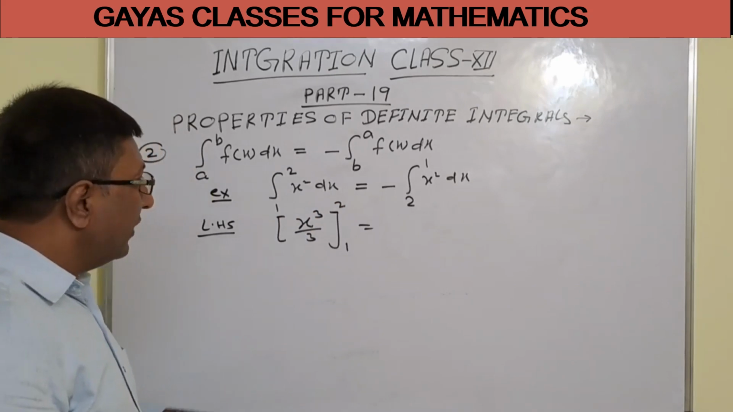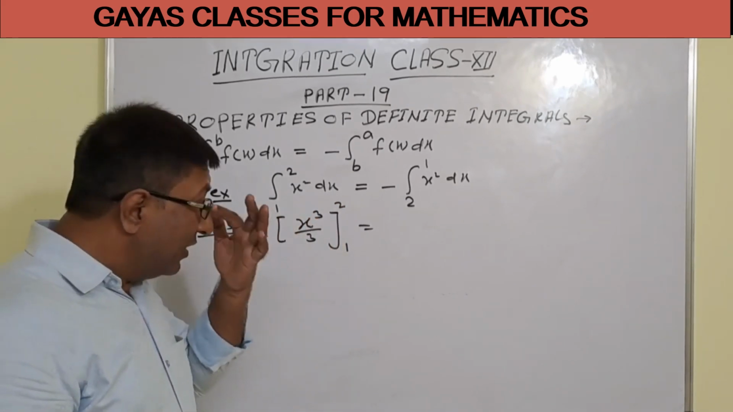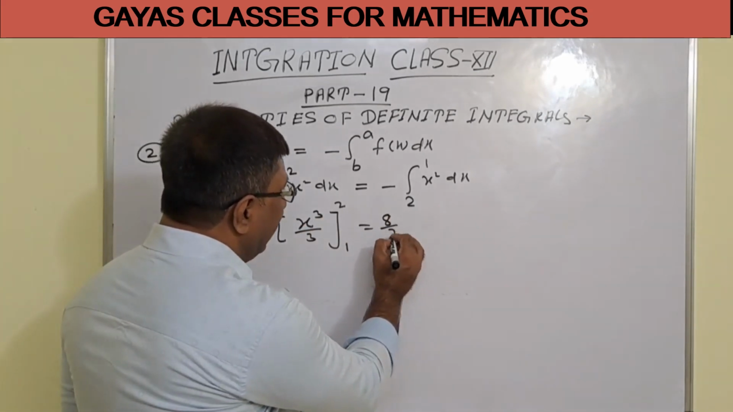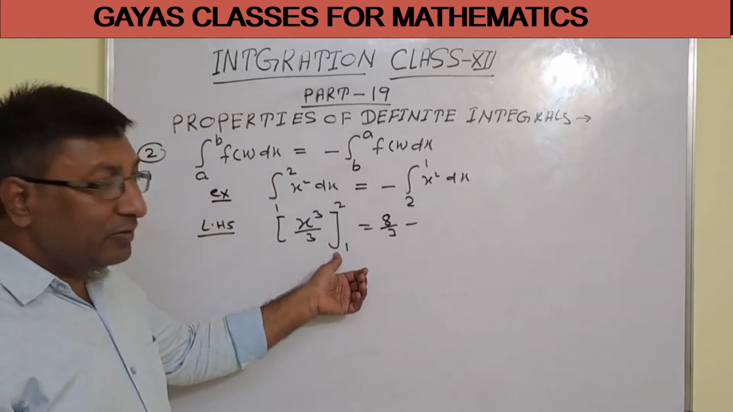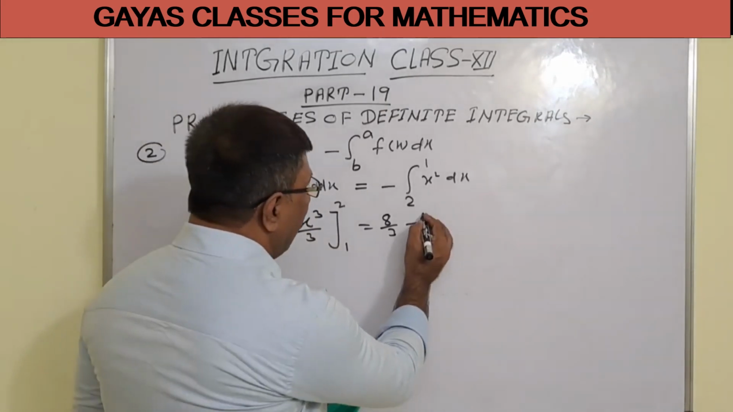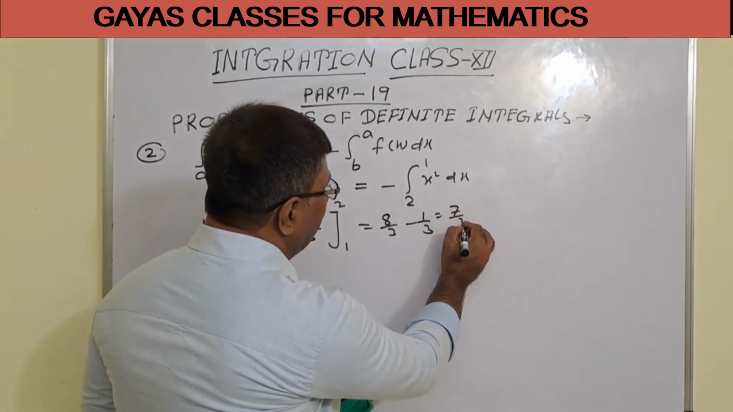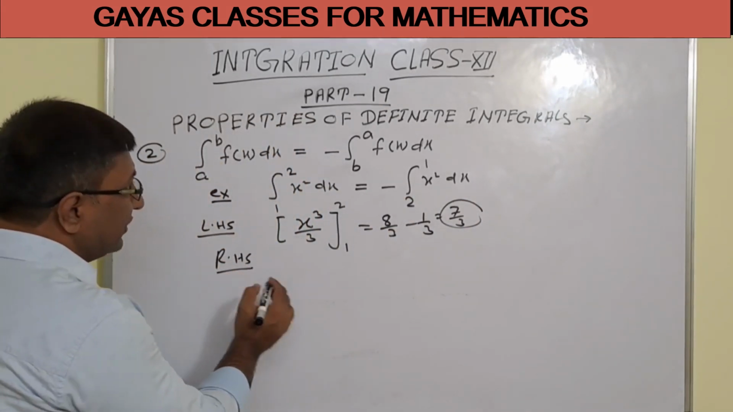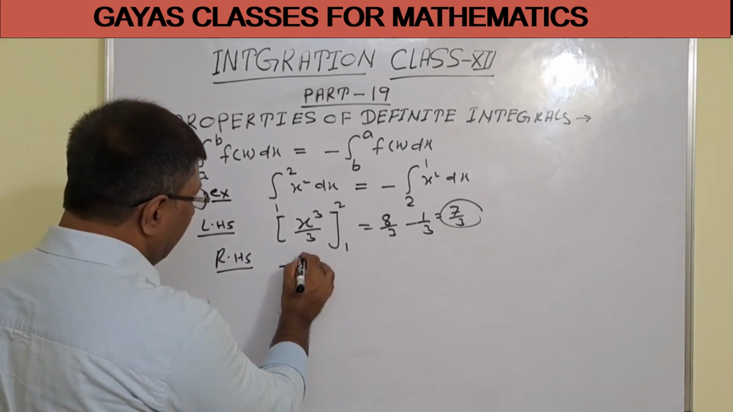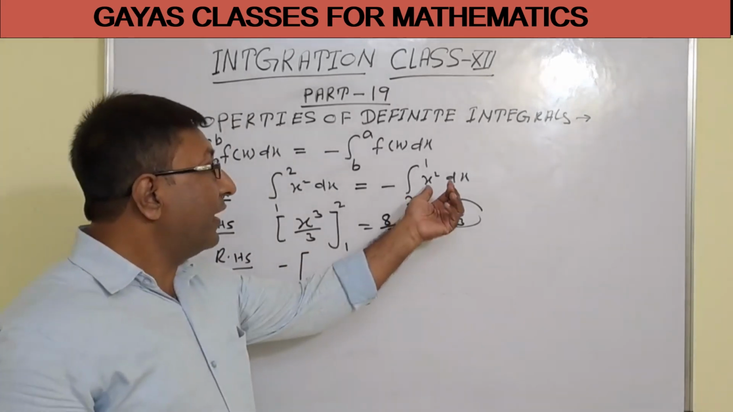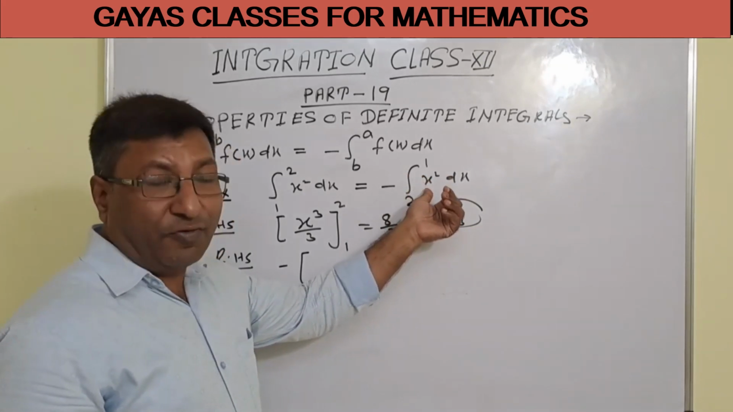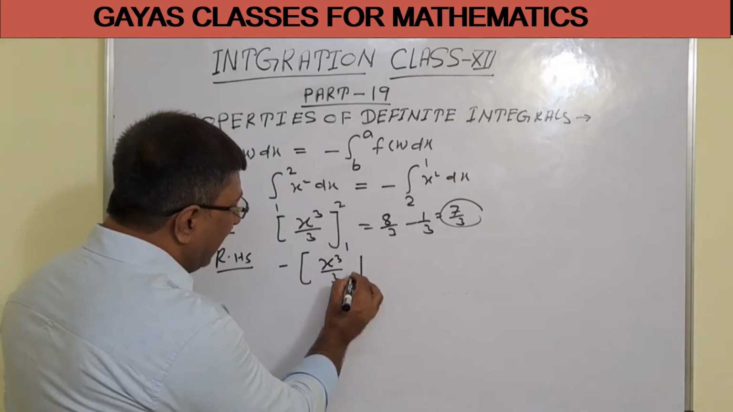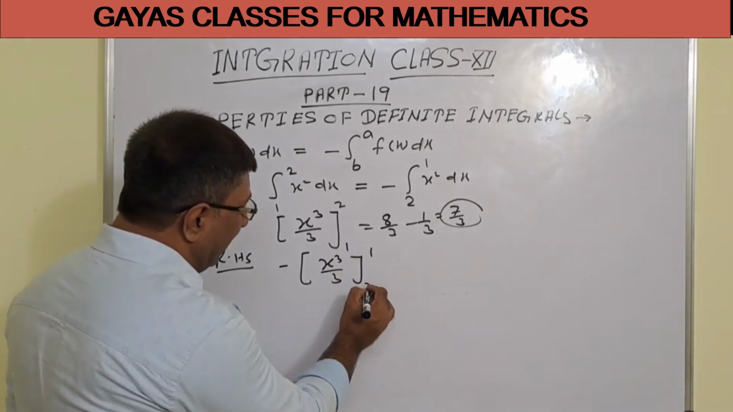So when we put the upper limit in the place of x, this is 2 power 3, 8 by 3. And similarly here, our lower limit is 1, so 1 cube is 1 by 3. So our answer will be 7 by 3. Now you see RHS. So RHS is what? Minus. Now here the integration of x square dx. So again the same function, so our answer will be x cube by 3. And now the upper limit is 1 and the lower limit is 2.